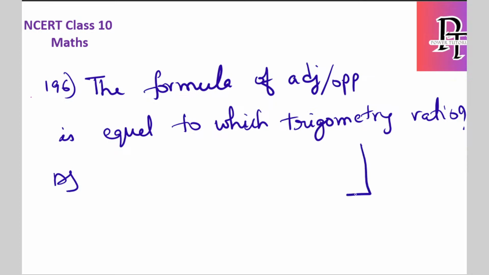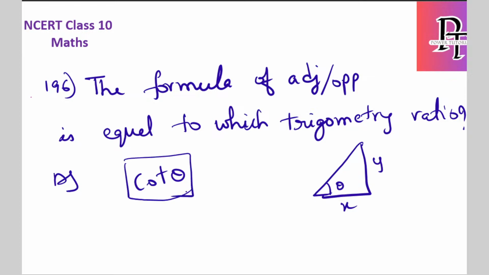Suppose this is a triangle and this is theta. They are asking adjacent to opposite. So this value by this value they are asking. So it should not be tan, because tan is opposite by adjacent side. It should be cot theta, because cot is adjacent by opposite, whereas we just saw in the previous question, tan theta is opposite by adjacent side.